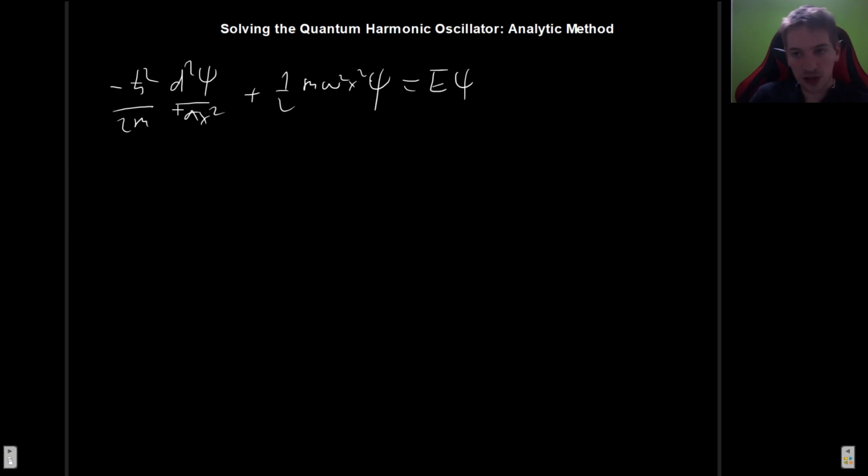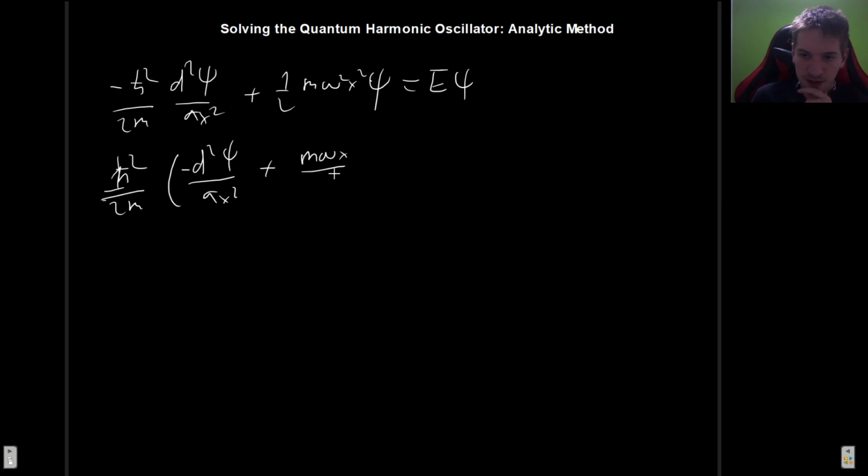Now, many textbooks go ahead and say, oh, just introduce this change of variable. But I think that is not a good way to teach this, because the way to go is to show people how it would be done. So let's do that. First, let's factor out h bar squared divided by 2m from this term, so that we leave minus d squared psi dx squared isolated. Now from this term, we also factor out h bar divided by 2m, so it's m omega x divided by h bar squared times psi. This is equal to E psi.